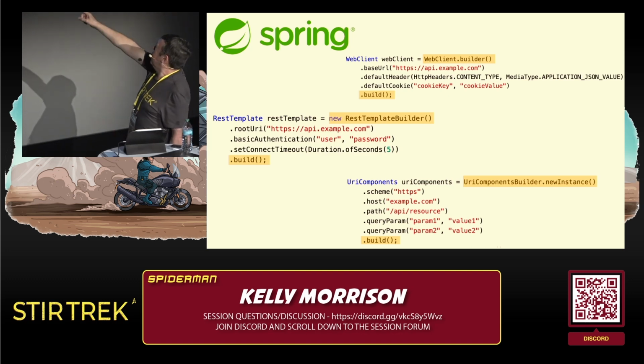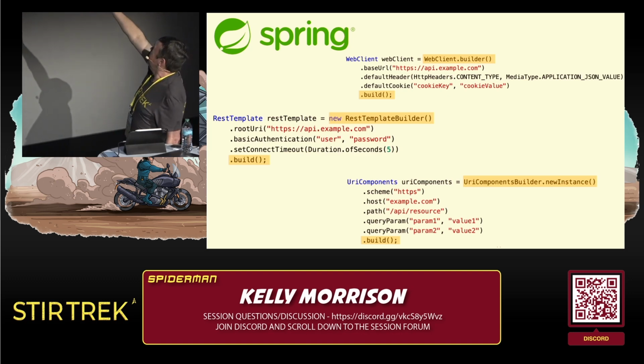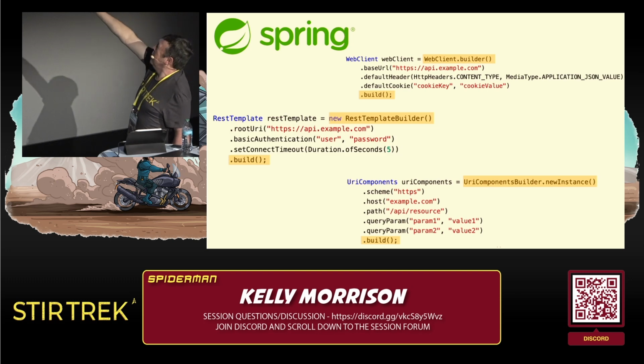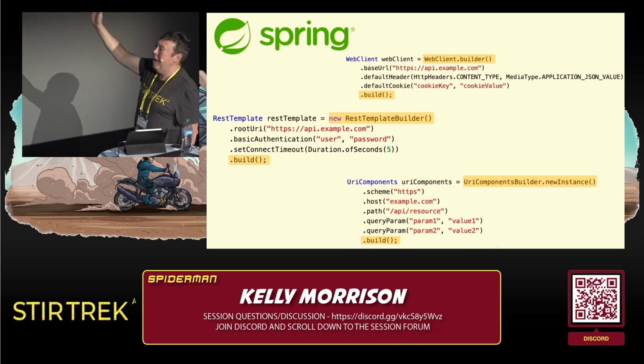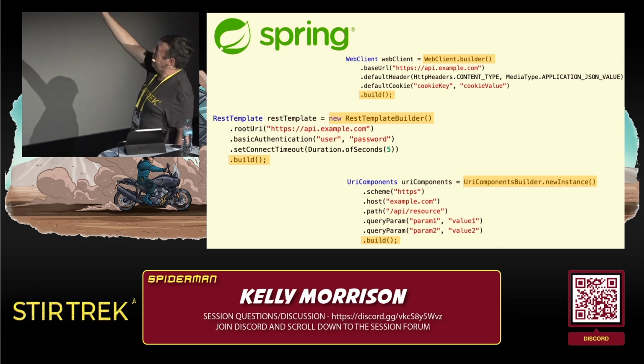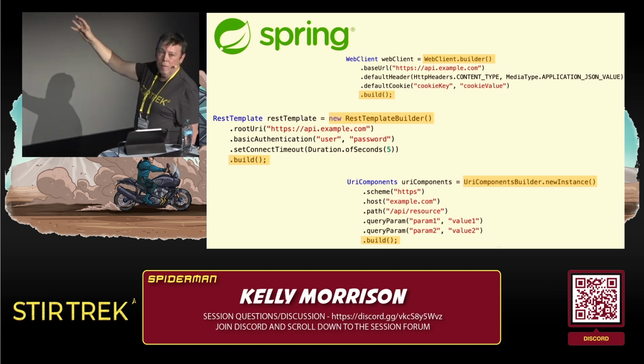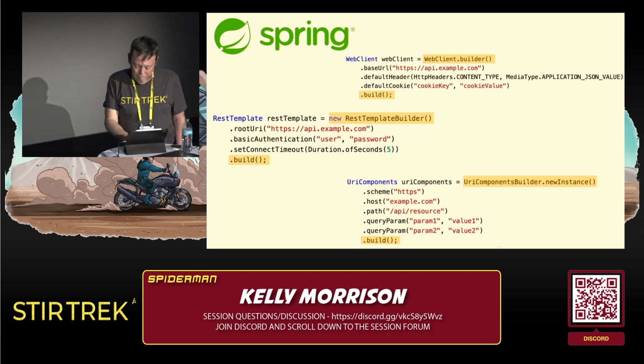For URI components, is still a third way of doing it. You create a new instance of a builder. You do a couple of configuration things, and then you build it. So even though the way you call a builder differs, even in the same framework, I don't know how they missed that, it's the same pattern. You create a builder, you give us some configuration information, and then you tell it to build the final object.